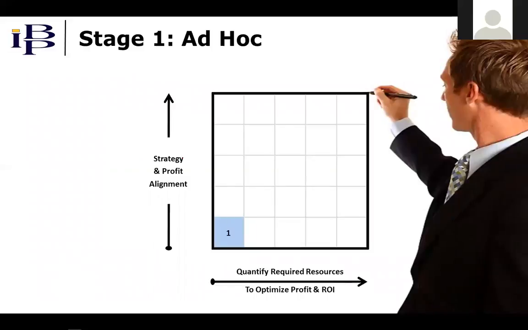So first place we're going to start is stage one, and this is what we'll call the ad hoc. And as we go through, I'm going to be simplifying these terms. So I'm going to call the y-axis performance management and the x-axis planning.